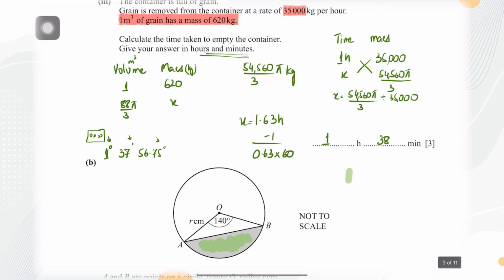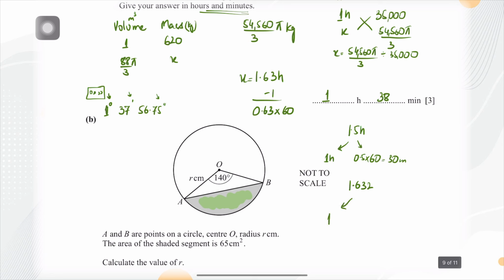It's like asking how many hours and minutes is 1.5 hours. You know that the 1 means that there is 1 complete hour, and then what's left after you take away the 1 is 0.5, which you multiply by 60. So you have 30 minutes. We're doing pretty much the same thing with 1.632. You take away the 1, you know for sure it's 1 hour. And then in order to find out the remaining minutes, you take the remaining value and multiply it by 60. Okay, so I hope that helps.